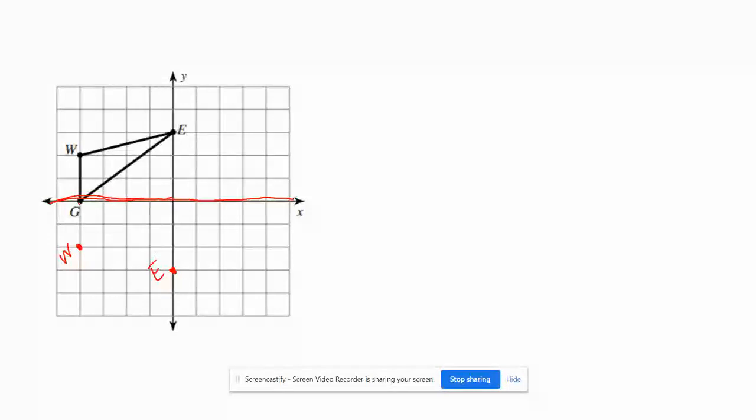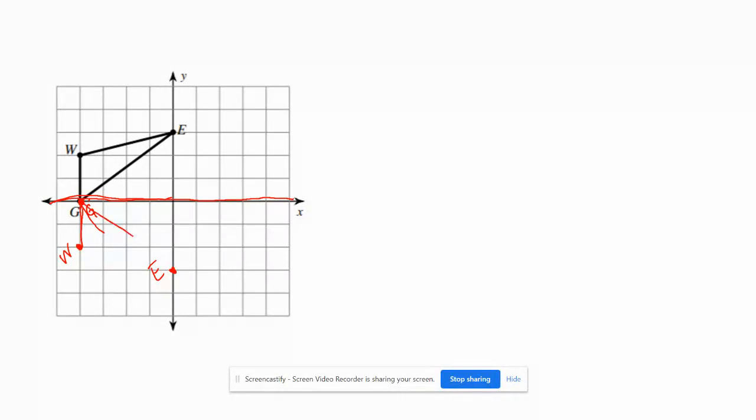All right, now G. Think about G. G is on my reflection line. So think about this. If this was, let's say my finger, and I was touching a mirror, right? My finger would be in that same spot. It would be on the line, right? So this is touching the mirror. Therefore, it has to stay right there on the mirror. It's going to be exactly in the same spot. Okay. So this is what my shape would look like.